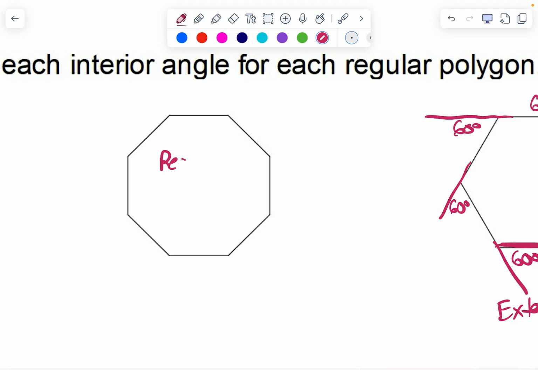Okay, let's do this shape. This is a regular, what? Octagon. Okay. So how many degrees are in an octagon? In any octagon, 8. How many degrees? Oh, my bad. Total interior is 1080. Go ahead and divide that by 8, please.